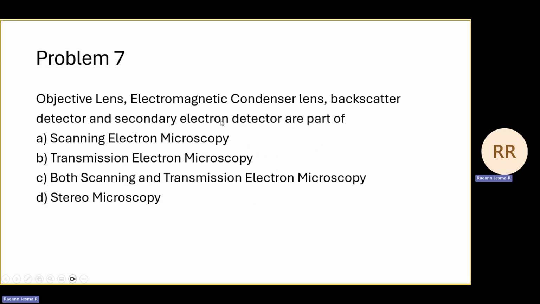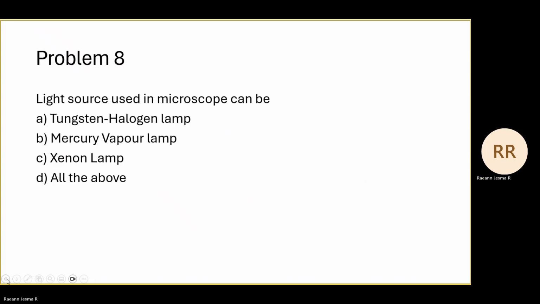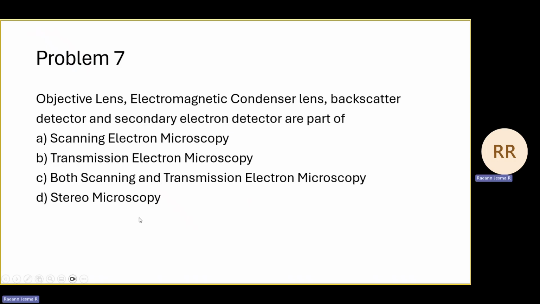Objective lens, electromagnetic condenser lens, backscatter detector, and secondary electron detector are part of option A, scanning electron microscopy, option B, transmission electron microscopy, option C, both scanning and transmission electron microscopy, option D, stereo microscopy. So which is the correct answer for this problem? The correct answer is option A, scanning electron microscope. Okay, I'll tell you why.